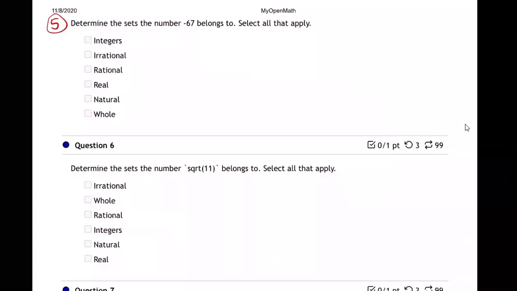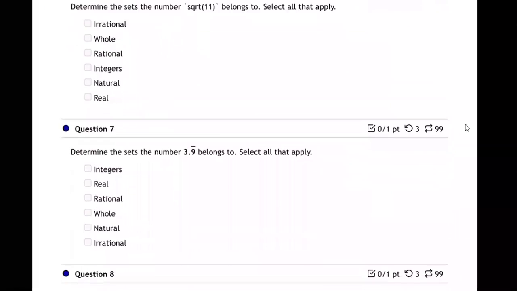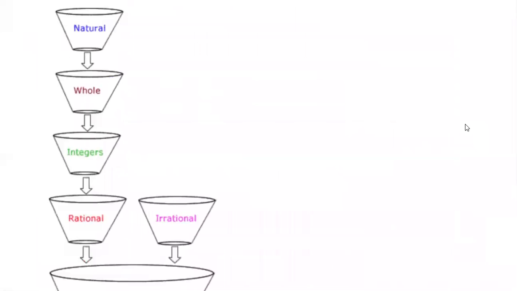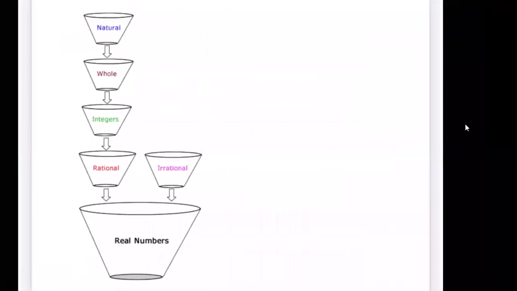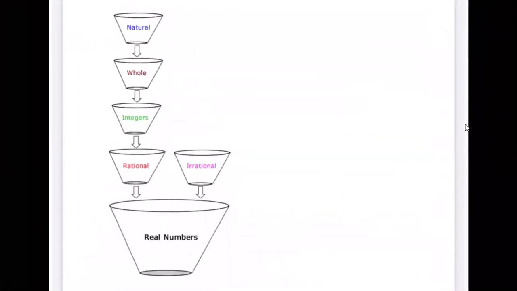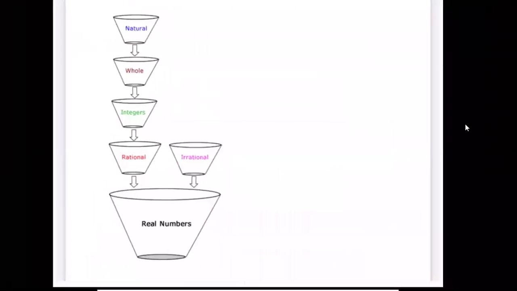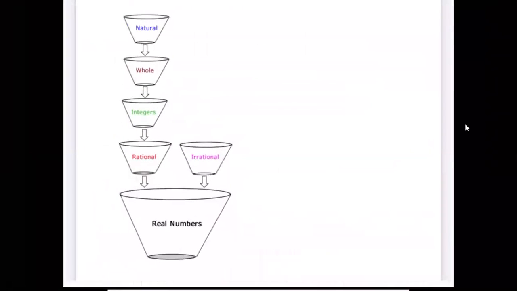Okay, so to answer this question or any of these kinds of questions about these various sets, integers, irrational, rational, real, natural, whole, all this kind of stuff, let's look at this diagram. All these questions come from this kind of diagram. This is a very nice diagram. Let me talk to you about this diagram and how this works.